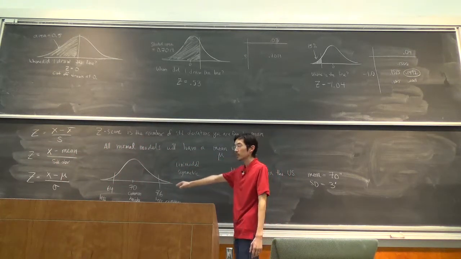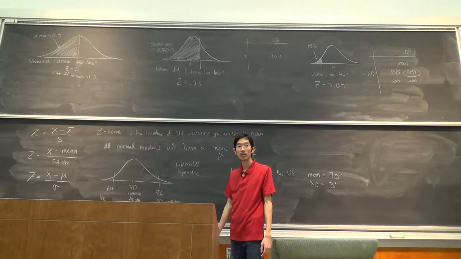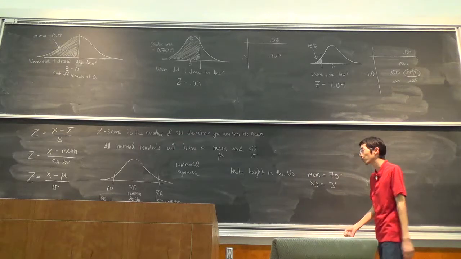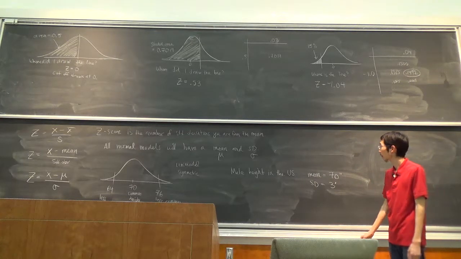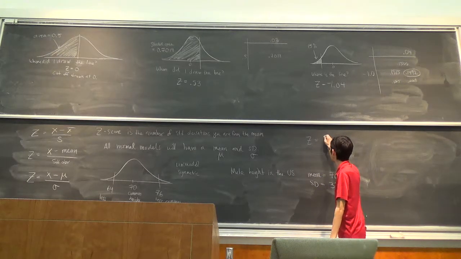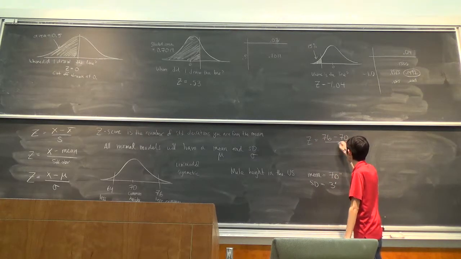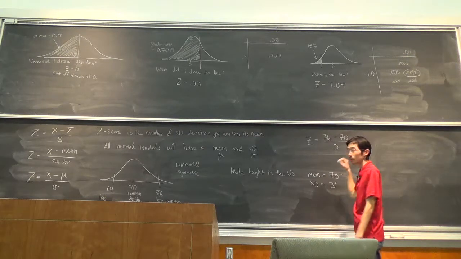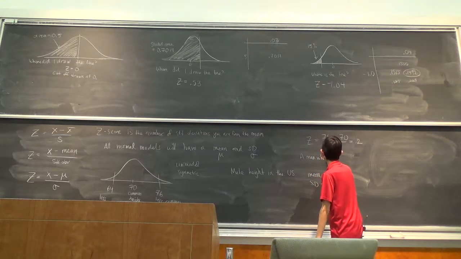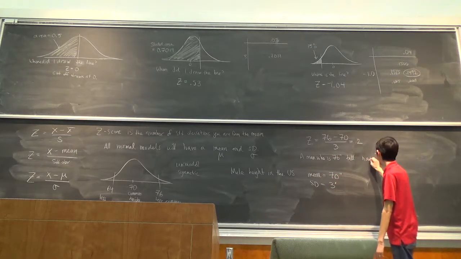Okay, what is the z-score of a man who is 76 inches tall? 2. Why is the z-score 2 for a man who's 76 inches tall? Because each standard deviation is 3 inches, so the z-score would be 76, the height, minus the mean, 70 inches, divided by 3. So the z-score is 2. So a man who is 76 inches tall has a z-score equal to 2.